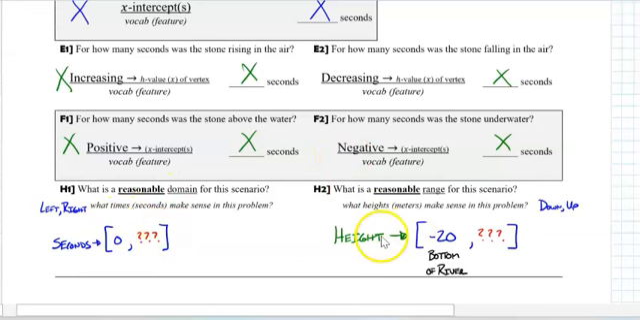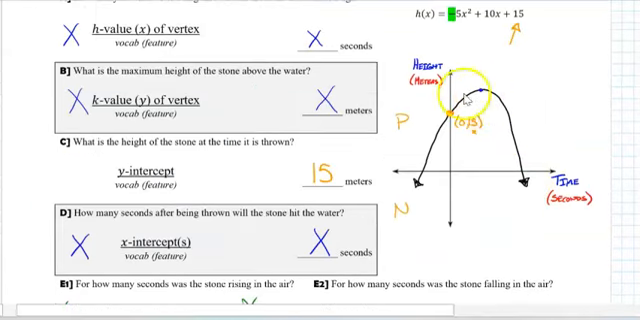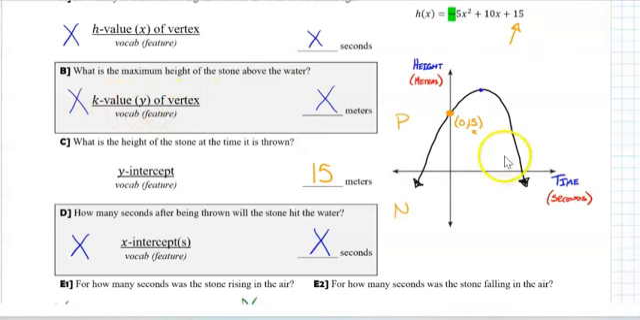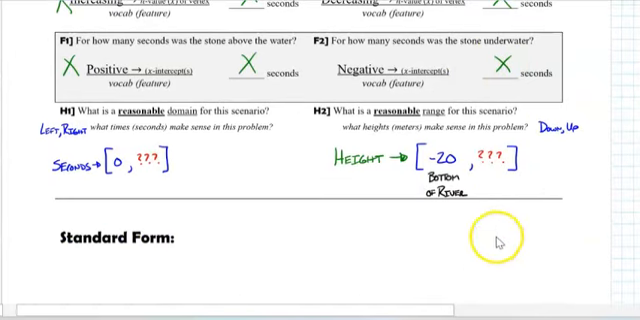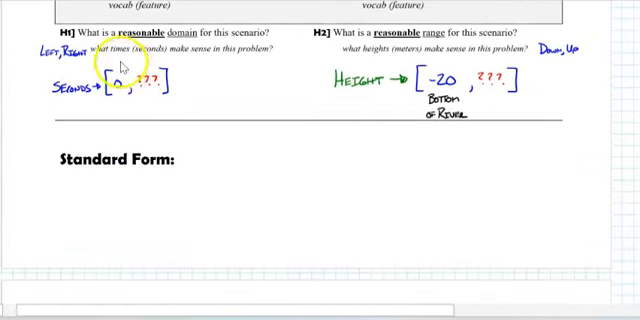Well, for the height, how far down does the rock go? Well, we can roughly estimate the bottom of the river with some negative value, for instance, negative 20 meters. But we don't know for sure how high the rock flew because we don't know the k value, or the y coordinate of the vertex, directly from standard form. So we can come up with a reasonable idea for part of the domain and range, but we're unable to come up with the full idea.